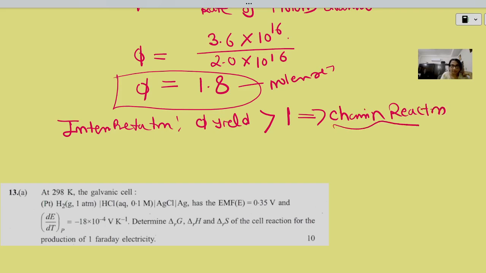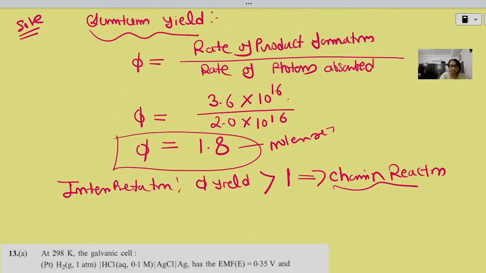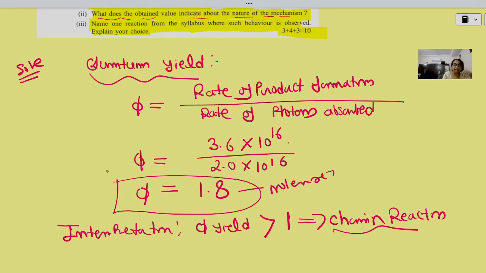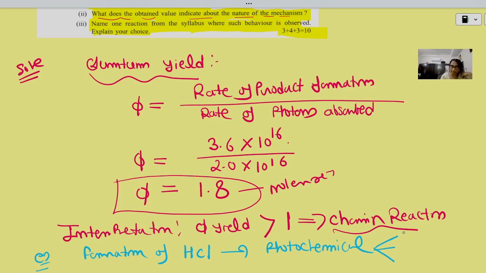Okay, and according to the third question, give an example of such a reaction. So we can write the example of a chain reaction. A very good example of a chain reaction is the formation or production of HCl, hydrochloric acid, by a photochemical reaction. You can put this example, and this mechanism occurs in 3 steps: number 1 is the initiation step, second is the propagation step, and third is the termination step.